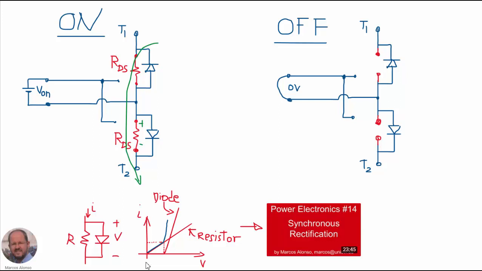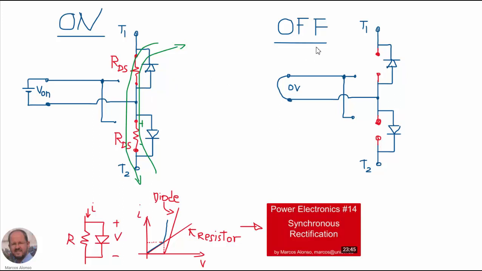I'm not going to enter into more detail because this has been explained previously in this other video, Power Electronics number 14. So if you want more information, please take a look at this video. And in the reverse situation, when the current goes like this, then it is a similar situation. In this case, the current can also be split into the RDS and the anti-parallel diode. But usually the current goes mainly through RDS because the voltage is not going to be so high.